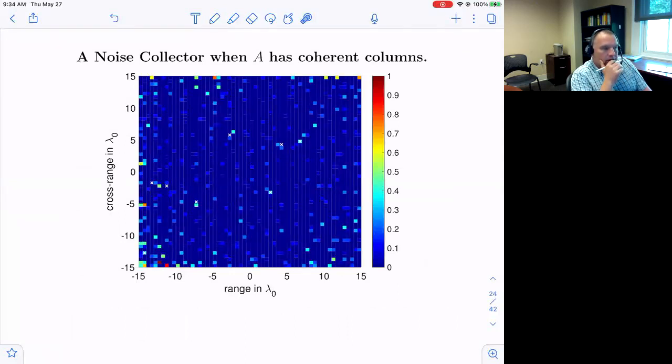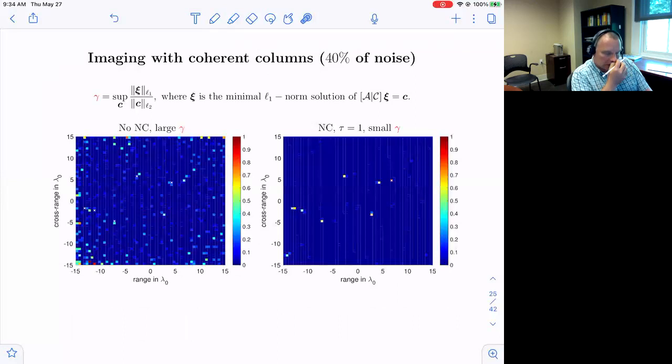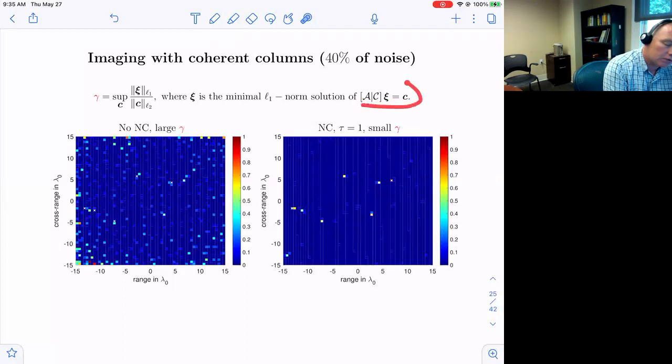The next topic is specialized, as I said, to imaging. One of the things we wanted to understand is how coherence plays a role in this, and there is a natural answer, at least intuitive. Let me first illustrate what the natural parameter is, and how well the noise collector should work. So here's the natural parameter. It's the ratio of what is the best solution to the L1 minimization problem.